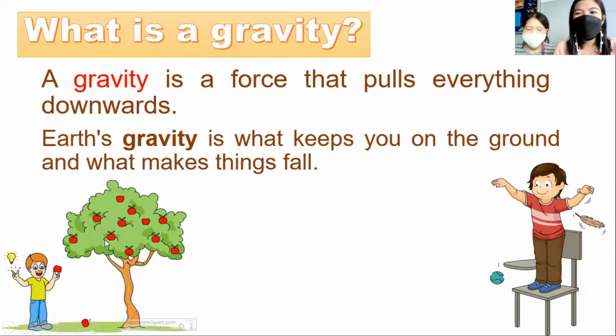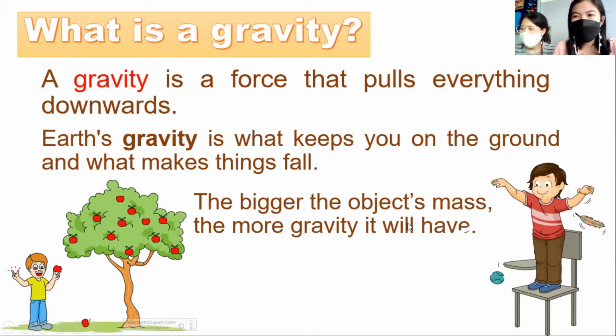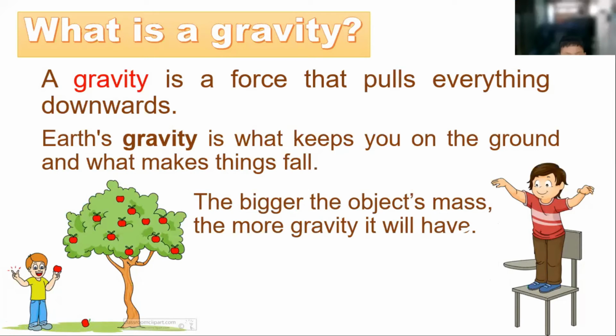Okay, so we have here an example. The apple falls down from the tree. Okay, why does the apple fall down? Because of the gravity. Okay, the bigger the object mass, the more gravity it will have. Okay, what does it mean? If the object is heavier, or the weight is heavy, the more the object falls down to the ground easily or quickly. Okay?